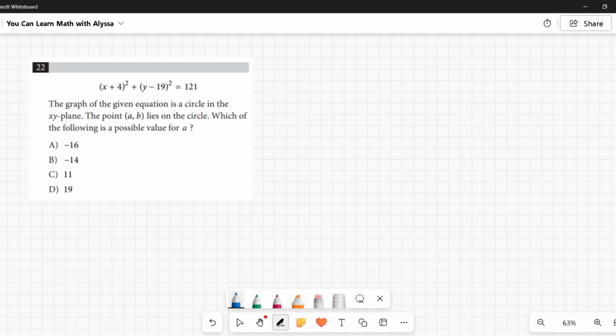Your mileage may vary. So we're told the point (a, b) lies on the circle. Which of the following is a possible value for a? Well, I need to know where this circle is. So I'm not using the graph in the background, just sketching a quick sketch for myself.